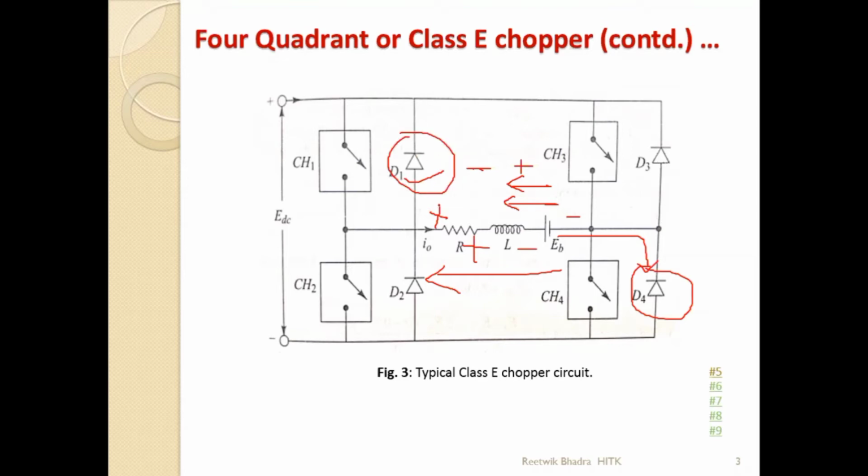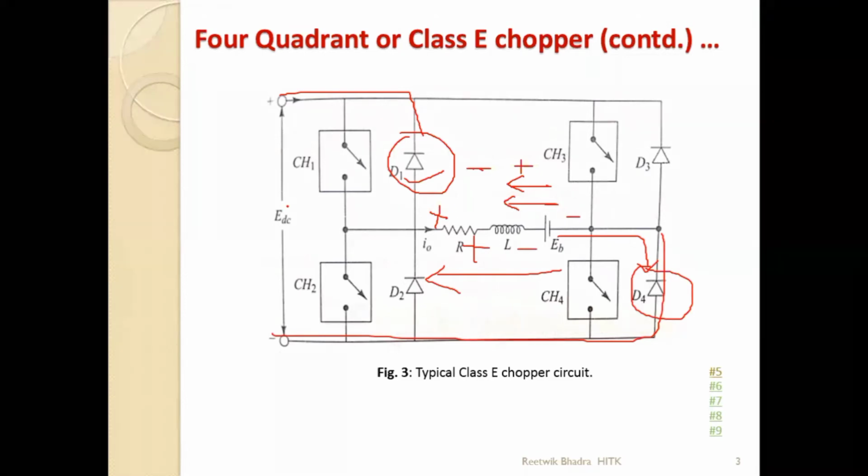If D1 is turned on, your source gets connected. In this case, obviously, my load voltage should be greater than your EDC for the current to flow in this direction. So V0 should be greater than EDC for the current to flow in this direction. And this process is completed through diodes D1 and D4.